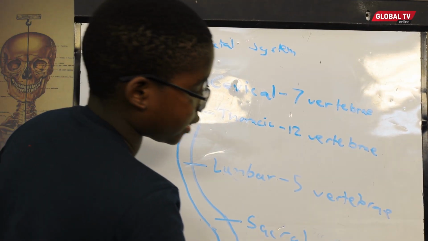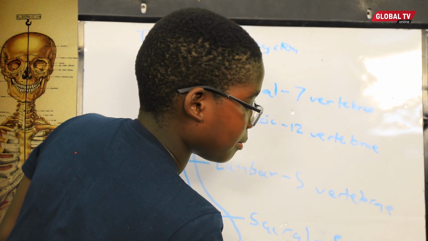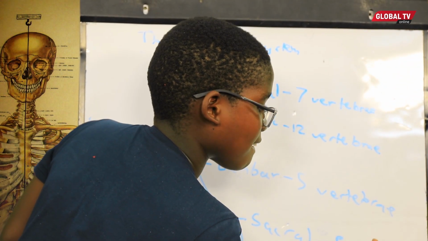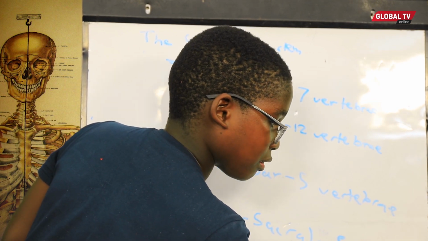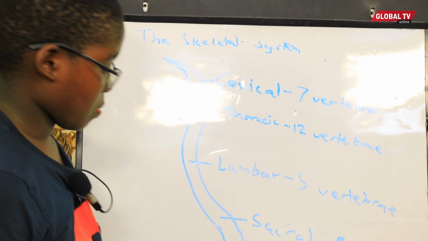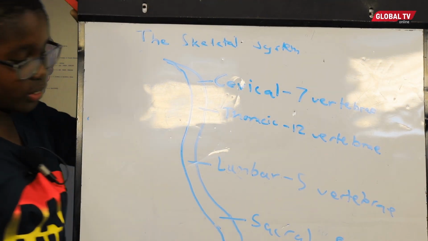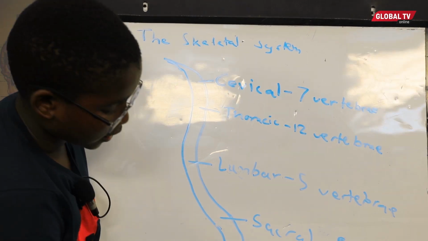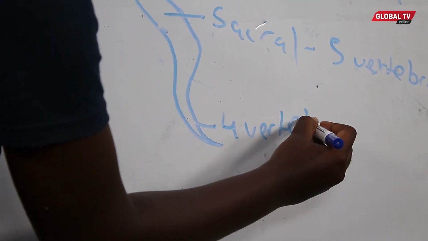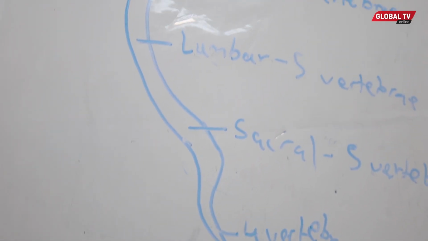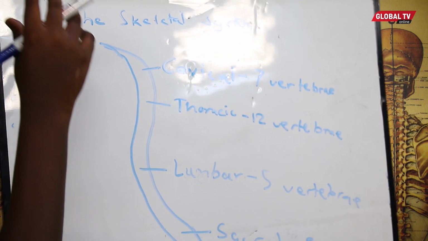Then there is a region called the sacral. The sacral also consists of 5 vertebrae. Then down at the end we have the part called the coccygeal. The coccygeal only consists of 4 vertebrae. It's like a long cord that sends information from the brain to lower parts of the body.